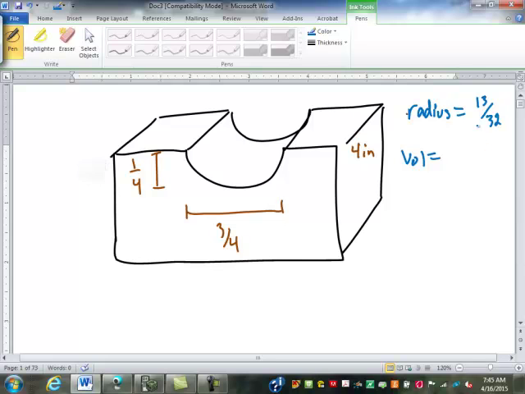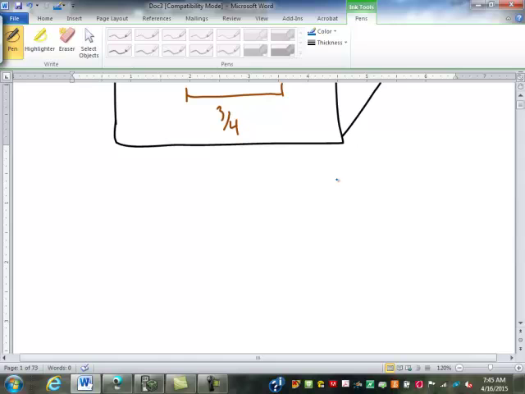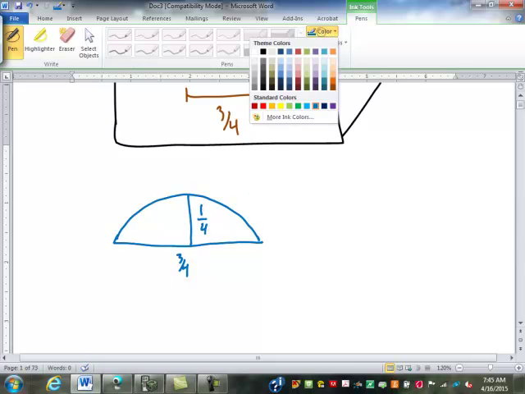So here's what we have. We have 3/4 inches across here. We have our 1/4 inch depth. I'm flipping it over just because that's the way we're used to seeing them.